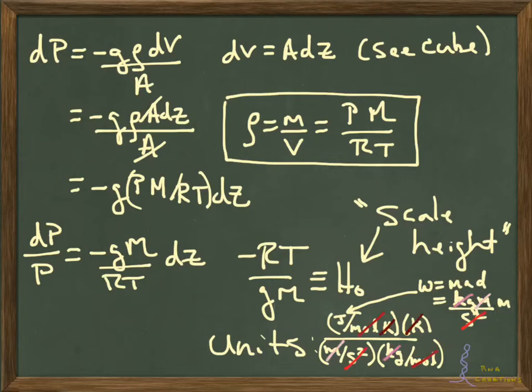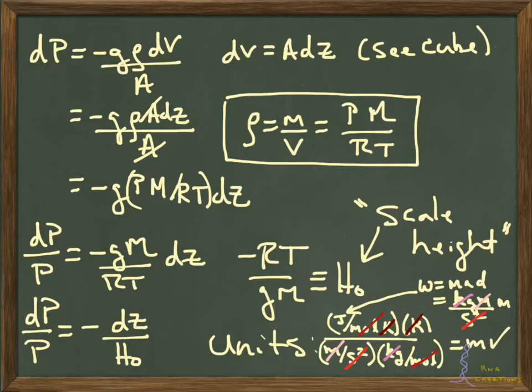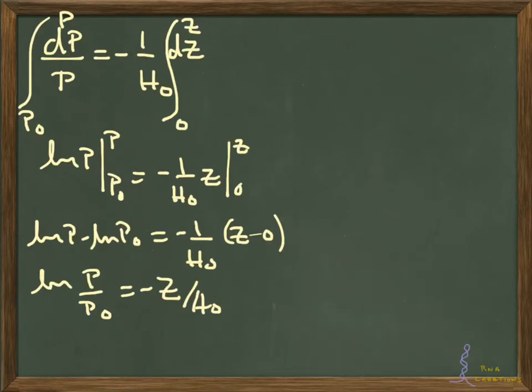And I've color-coded that here. If you look at that, take a minute, maybe pause the screencast, you can see that ultimately this whole expression comes out in units of meters, just like we would expect for scale height. We can then substitute the value for h naught into this expression, and that gives us this more simplified version.